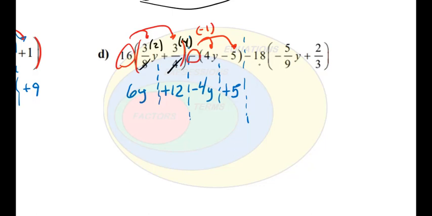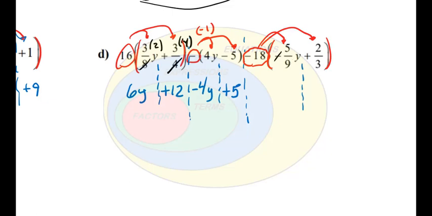I have a negative 18 and then times this grouped factor. The grouped factor has 2 terms. So I'm going to distribute the negative 18 to each of those terms. So negative 18 times negative 5 over 9. So the negatives will cancel. Negative times negative is positive. They're basically like negative 1s. So there's no more negative sign.